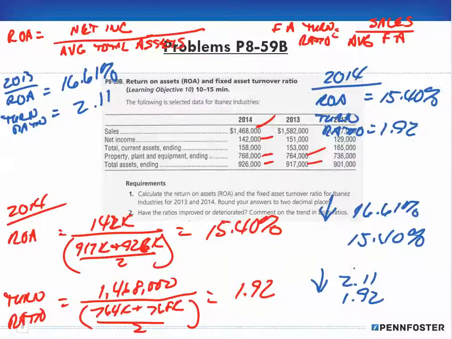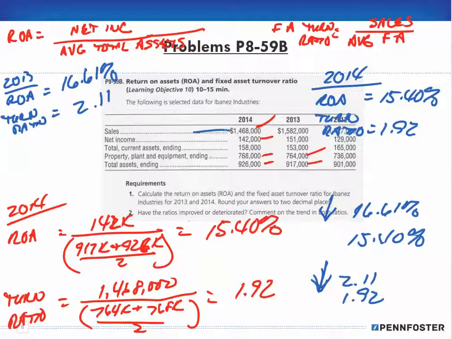Since that's a decrease, it is underperforming from 2013 going into 2014 because it's not turning its assets over at the same rate. It's turning it over less. Well, if it was a 2.11, that means it turned over its assets 2.11 times per year. In the next year, it only turned it over 1.92, so it's not turning its assets over. What are assets? Inventory.